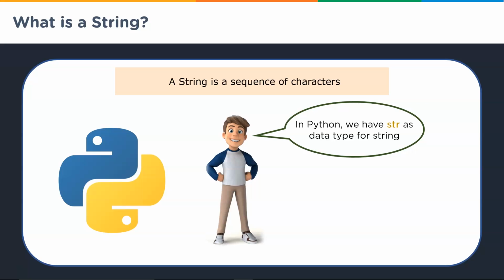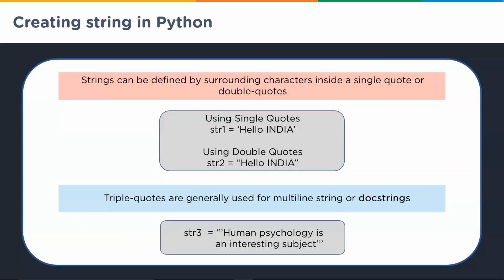So let's understand what is a string. A string in Python is an object that represents a sequence of characters. In Python, we have str as the data type of string. Now you can create strings using single quotes or double quotes. So here is an example where we have used a single quote to write a string. Our string is Hello India, which is inside a single quote. Below, if you see, we have the same string written within double quotes. So these are the two methods in which you can create strings in Python.